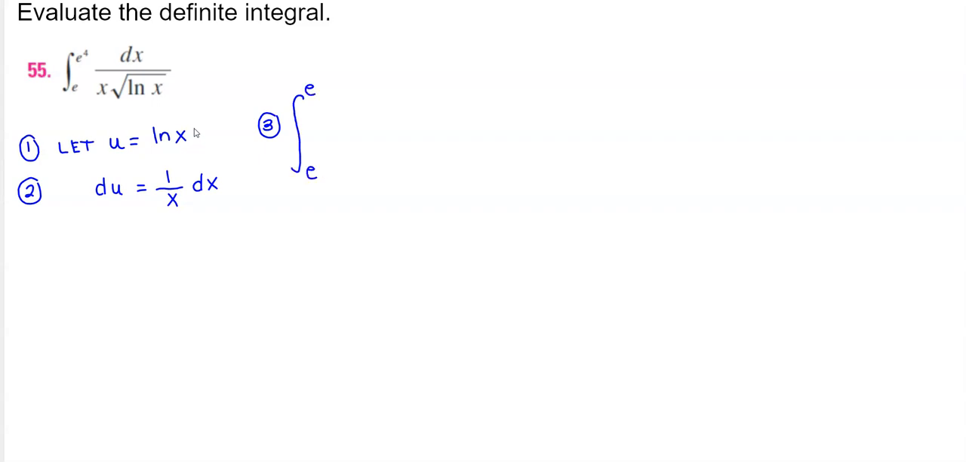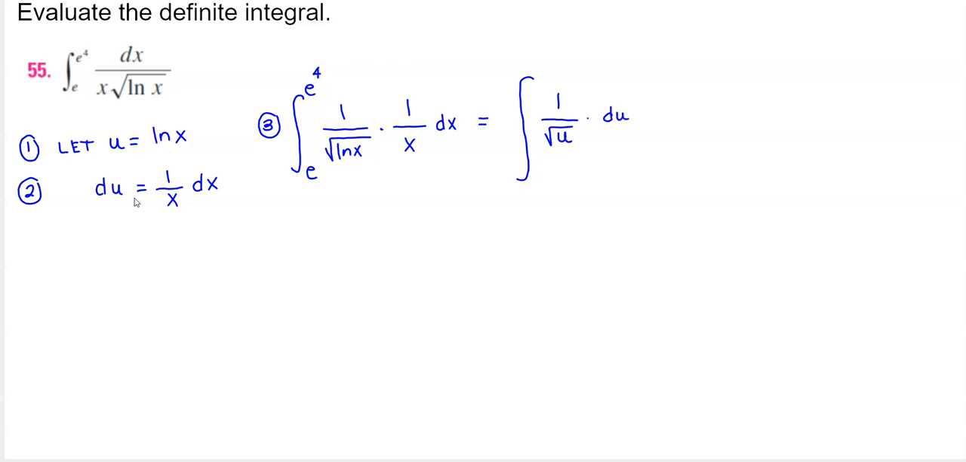So we have e to the fourth, and then we have 1 over the square root of the natural log of x times 1 over x dx. And now let's apply our substitutions. We let u equal the natural log of x, so that means we have 1 over the square root of u, times, we know that 1 over x dx is equal to du. And now we need to apply our upper and lower limits according to what we substituted for u.